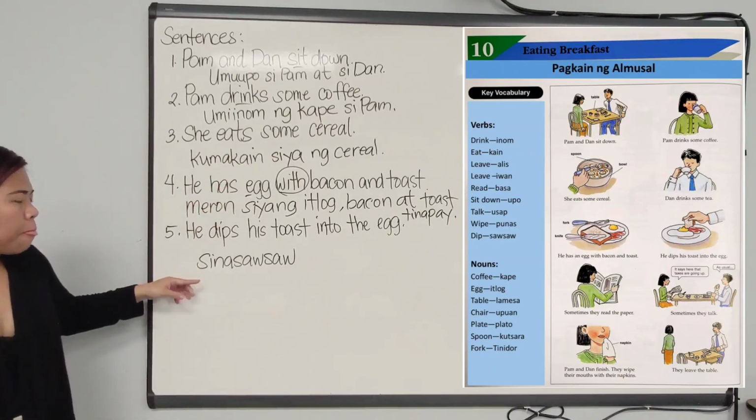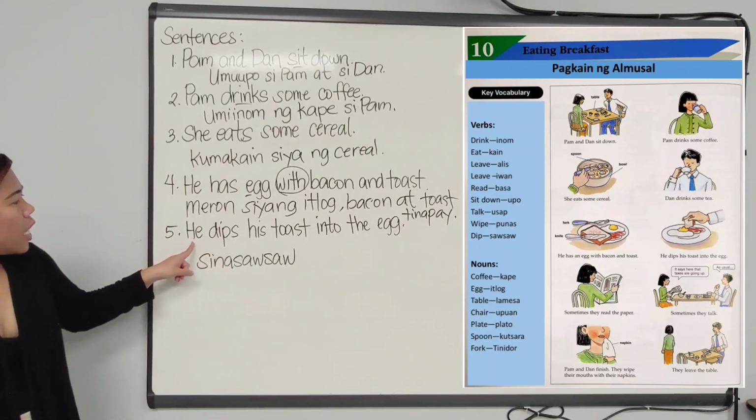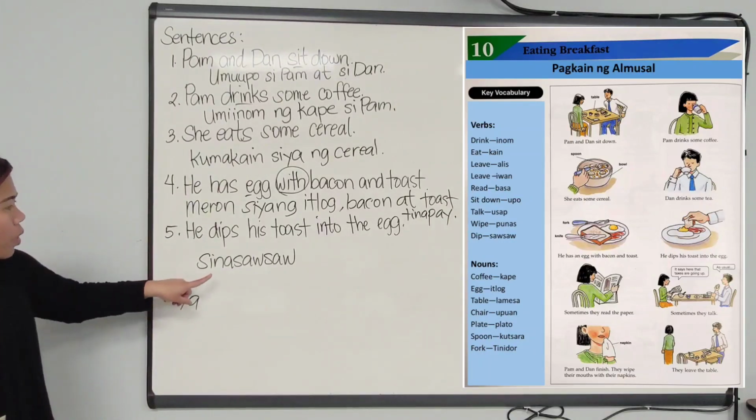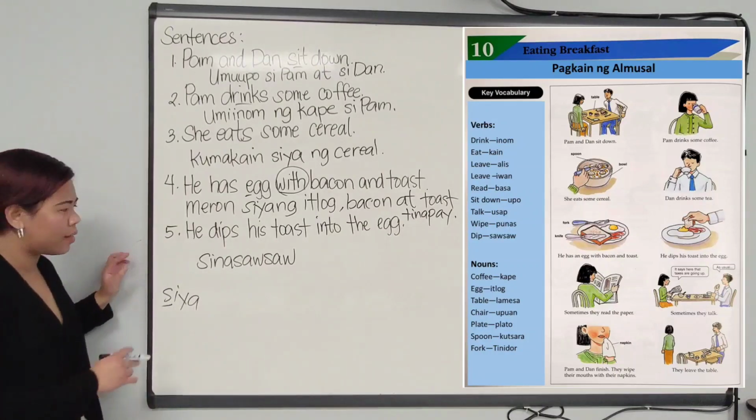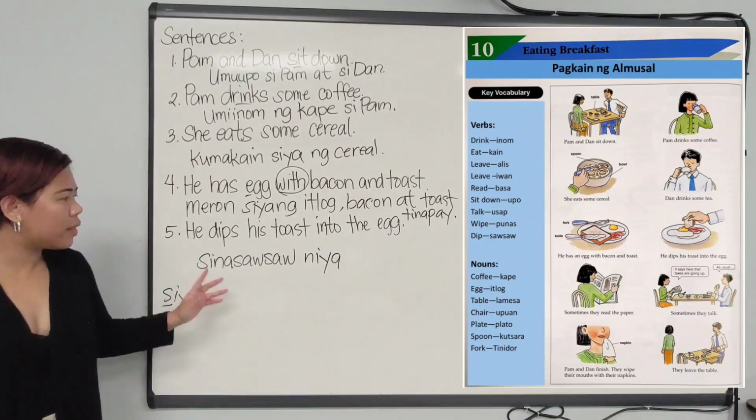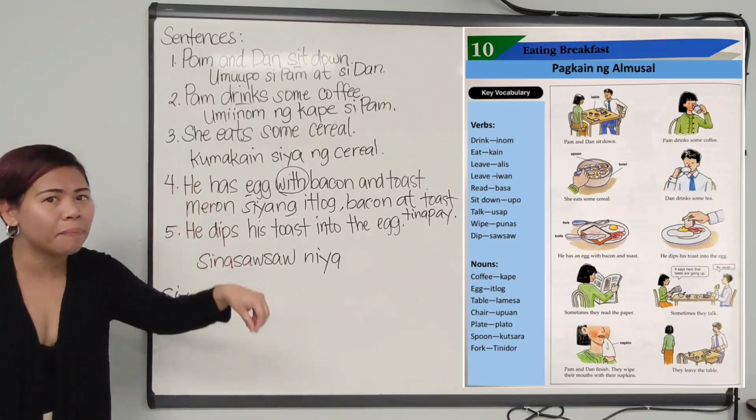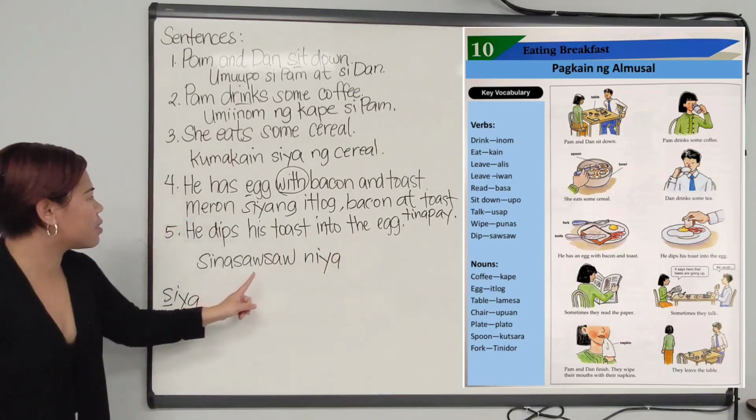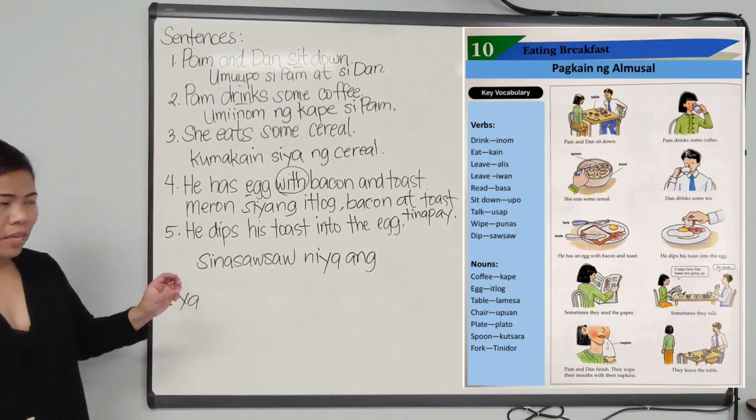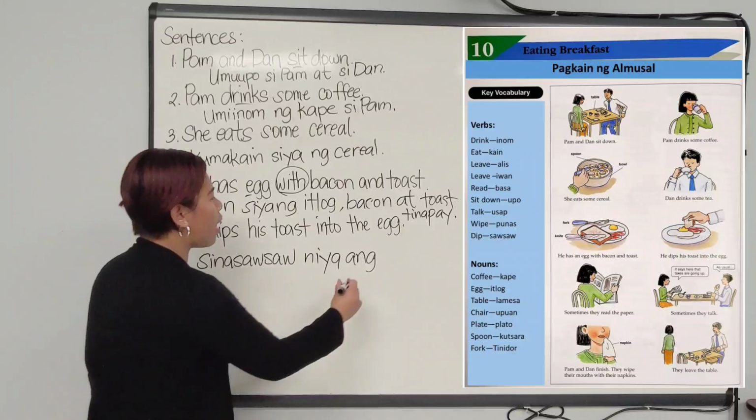But since the focus of the sentence is the object, we are going to change siya from siya, we'll make it into niya. We'll change S to N. Sinasawsaw niya. So it's Dan doing the action still, but the focus of the sentence is the thing that Dan is dipping into the egg. So sinasawsaw niya ang toast. The toast is the one that gets dipped into the egg, right? So sinasawsaw niya ang tinapay.